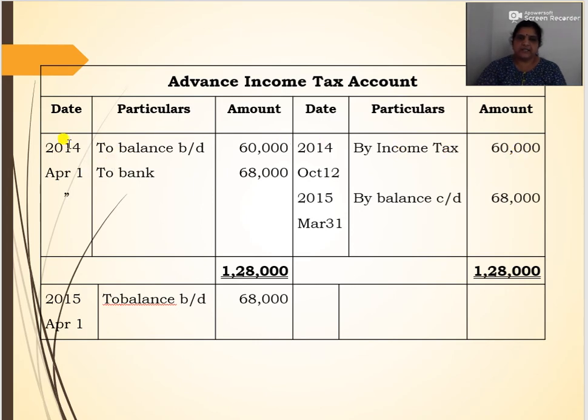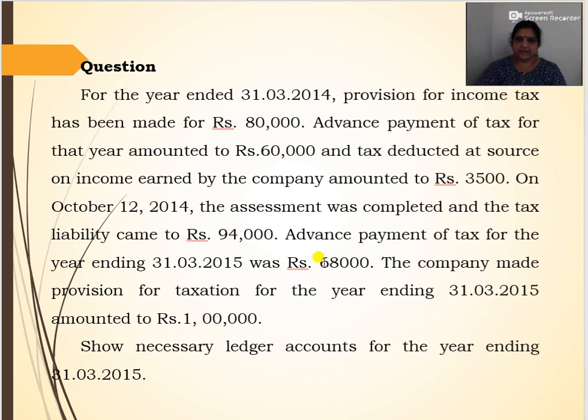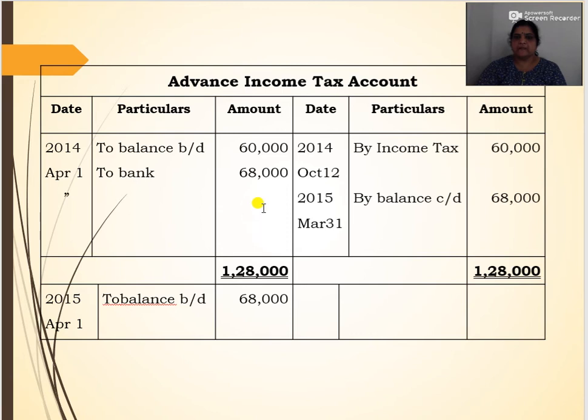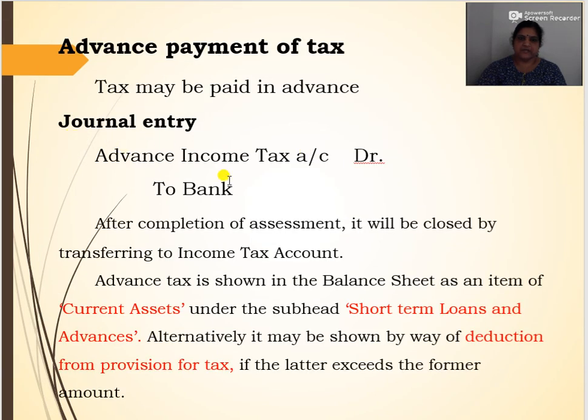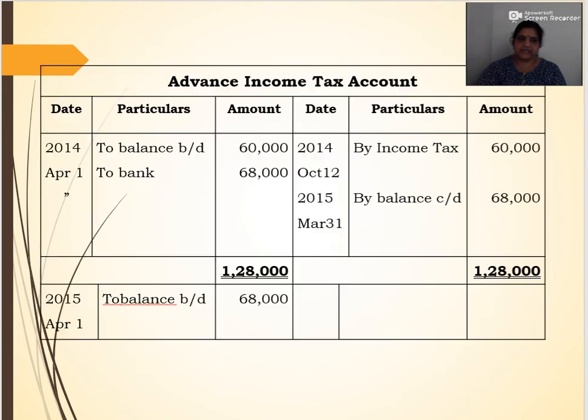Now the current year's advance payment of taxes, advance payment of tax for the year ending 31st March 2015 rupees 68,000. So current year's advance payment of tax comes to 68,000. So advance income tax account debtor to bank. So that was the journal entry for the advance payment of income tax, that is advance income tax account debtor to bank 68,000. So here the closing balance will also be 68,000.